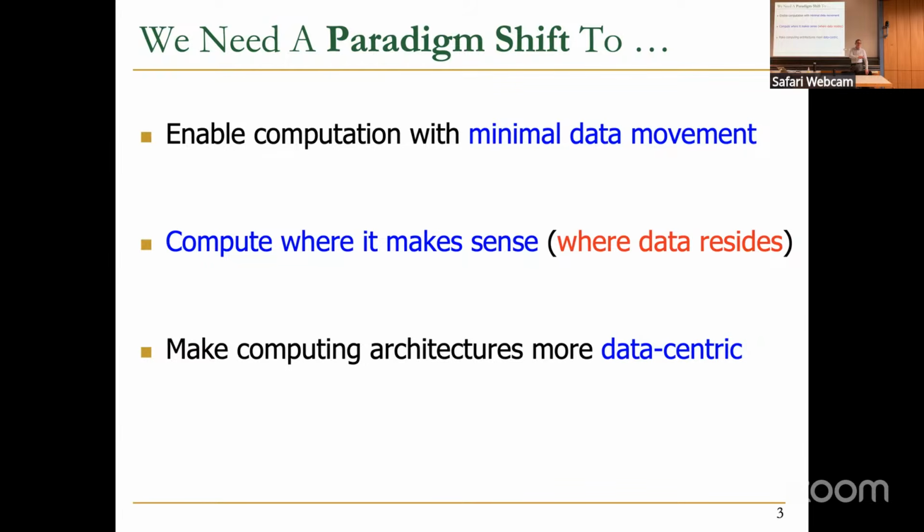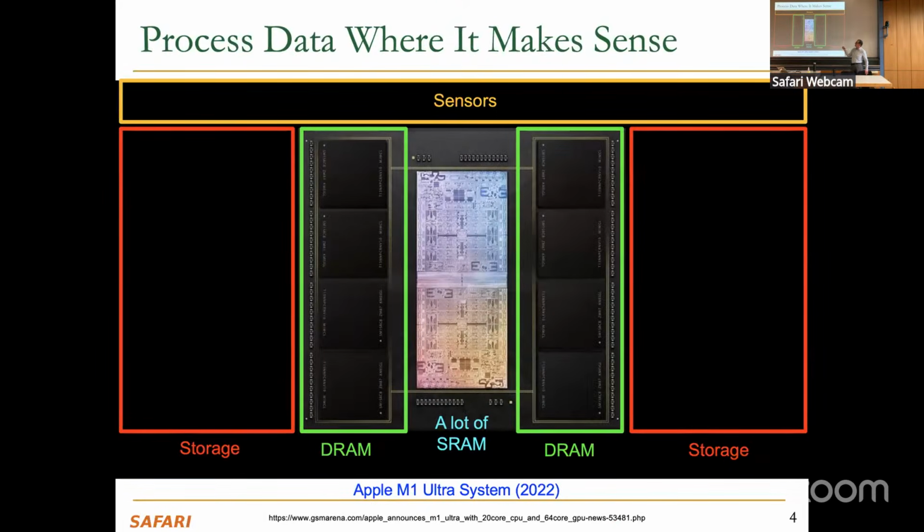You don't go out of the DRAM chip if it's possible. This way we can compute where it makes sense to do so without moving data as much, where the data resides. And we want to make computing architecture more data-centric. So this is processing in memory, or the memory-centric computing paradigm. We've seen that there are many places where we can do computation. In this lecture, we're going to especially look at DRAM. We're going to introduce some of the DRAM's operational principles, and we're going to take advantage of those operational principles initially to actually perform computation.